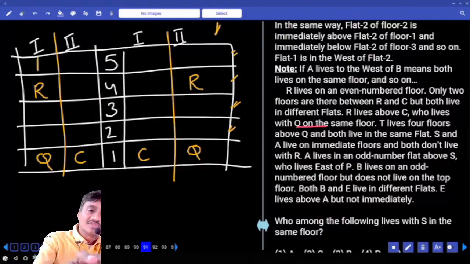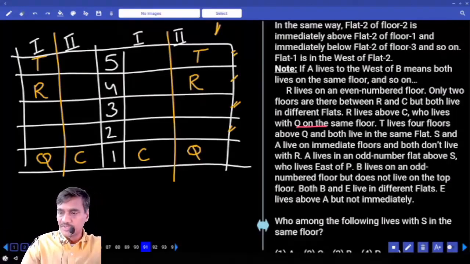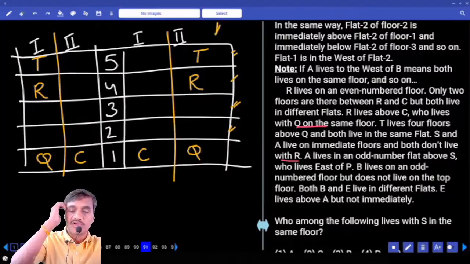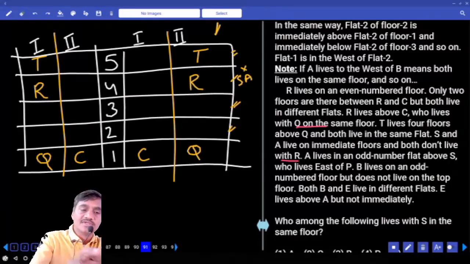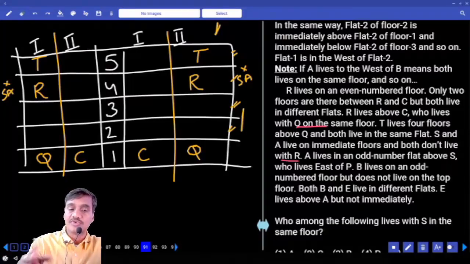T and Q live in the same flat. Here also T and Q are in the same flat. And next one, S and A live on immediate floors, and both do not live with R. Hence S and A cannot be on the 4th floor. Isn't it? As S and A cannot be on the 4th floor, S and A ఎక్కడ ఉండాలి? S and A must be on the 2nd and the 3rd floor in any order. They are not living with R.